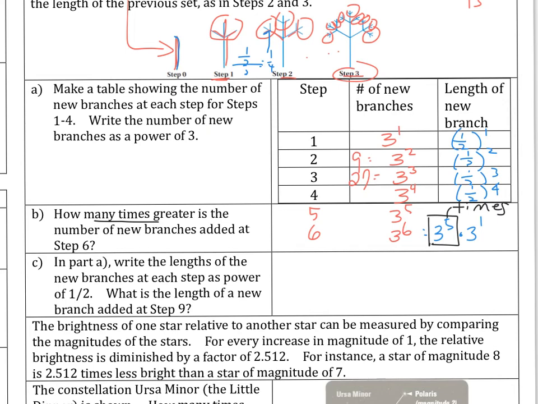And if the pattern continues, by the time I get to step 9, it will be half to the 9th power, which equals 1 over 2 to the 4th times 2 to the 4th times 2. I'm just breaking this apart so I can multiply this more easily in the denominator. And the length of the little branch in step 9 will be 1/512.